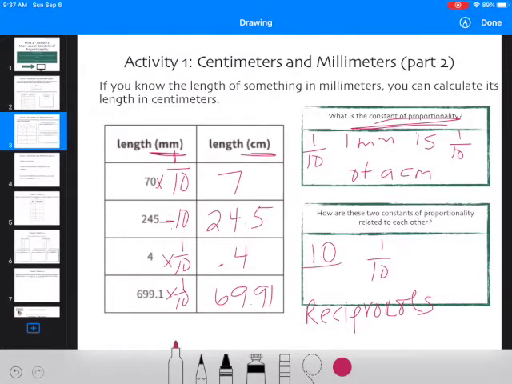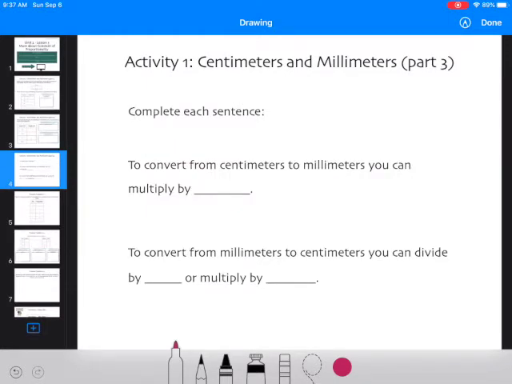And the one way I can show that is by changing my whole number to a fraction. So reciprocals, remember from elementary school, are your fraction flipped upside down. So it's putting the numerator in the denominator and the denominator in the numerator. So it's kind of like what we do when we're dividing fractions. So it says, complete each sentence. To convert from centimeters to millimeters, you can multiply by 10. To convert from millimeters to centimeters, you can divide by 10 or multiply by 1/10.